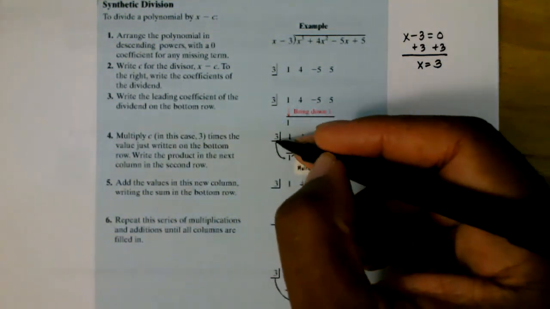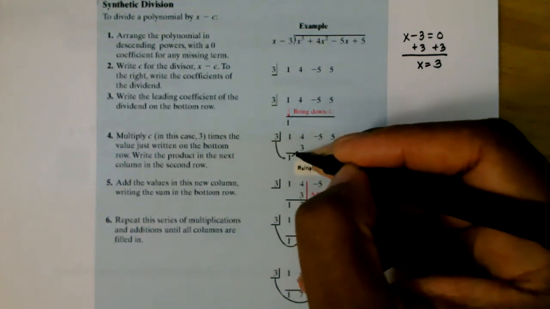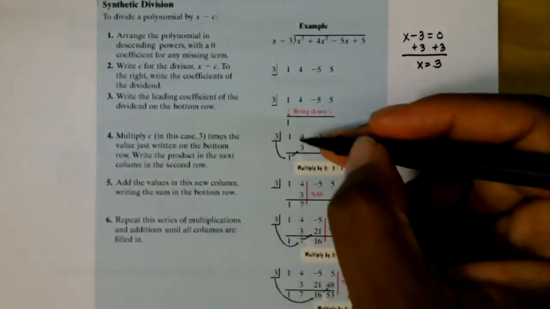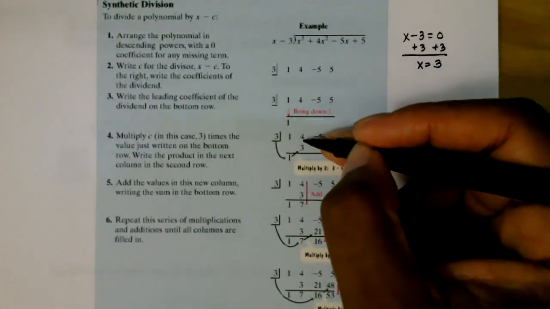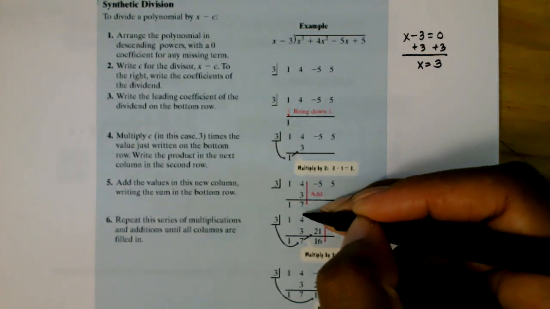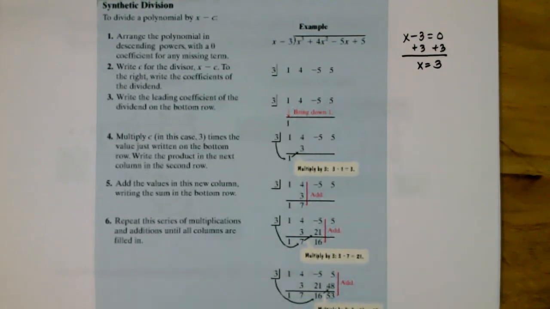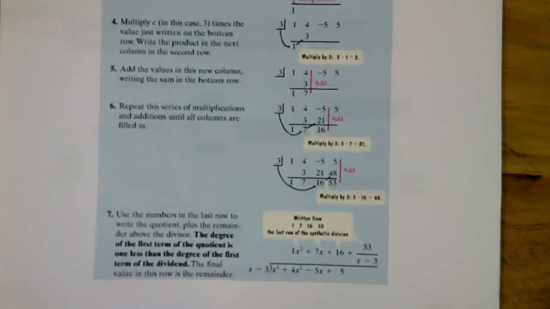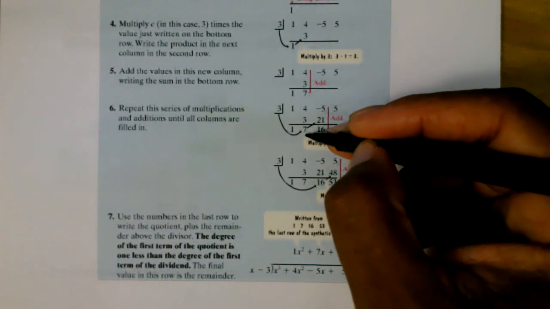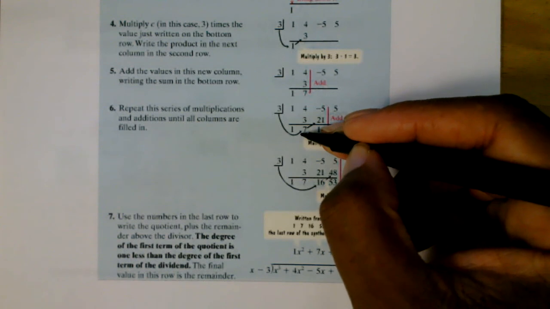So in this case, if I multiply that divisor 3 times the 1 on the bottom, I will get 3. That 3 goes underneath the 4 in the next column. And then you're going to add those values in the new column. That's step 5. So it would be 4 plus 3, which is 7. And then you're going to repeat this series of multiplications and additions until all the columns are filled in. So in this case, after we add 4 and 3, we get 7. Now you're going to multiply the divisor of 3 times the 7. That's going to give you 21.